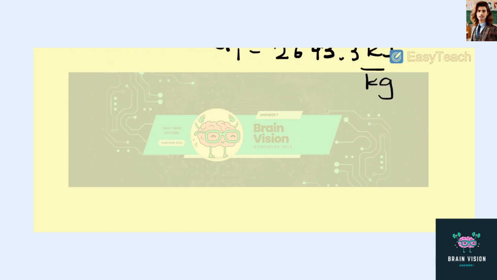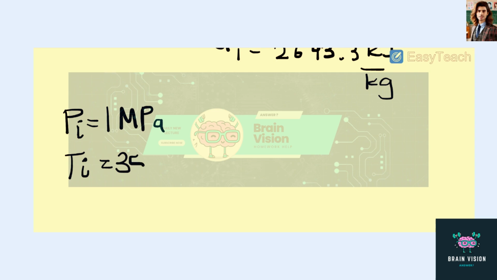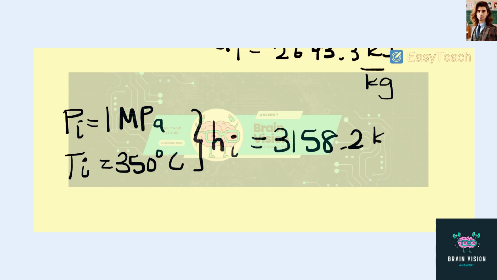Similarly, we're also going to find the incoming enthalpy of our supply line. From those same tables, for a pressure of 1 MPa and an incoming temperature of 350 degrees C, the incoming enthalpy is equal to 3,158.2 kilojoules per kilogram.